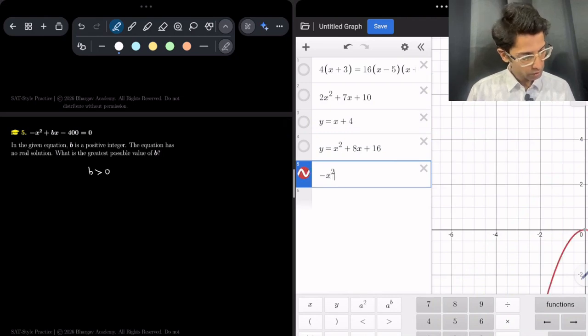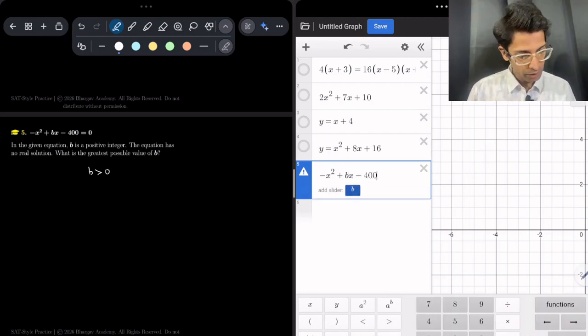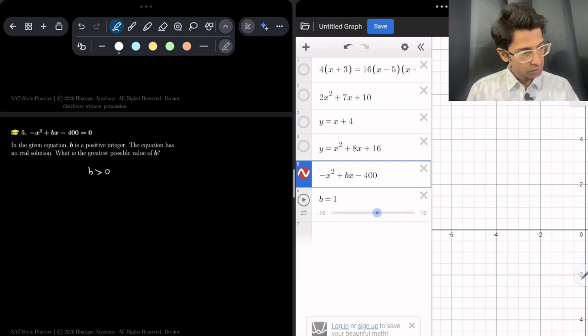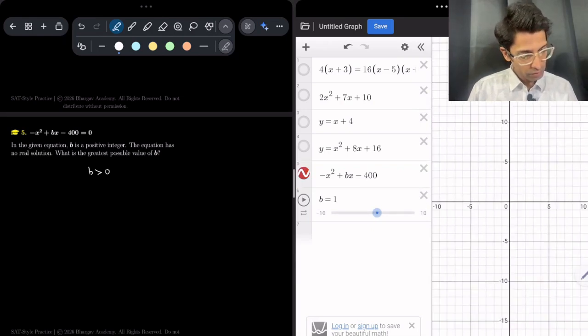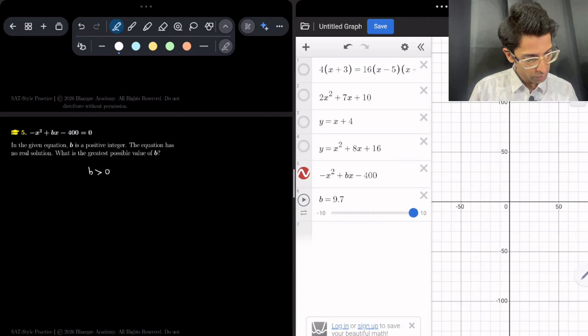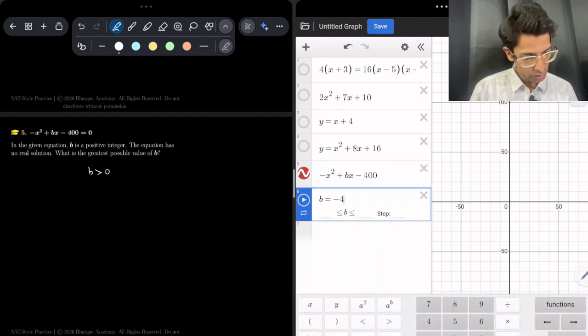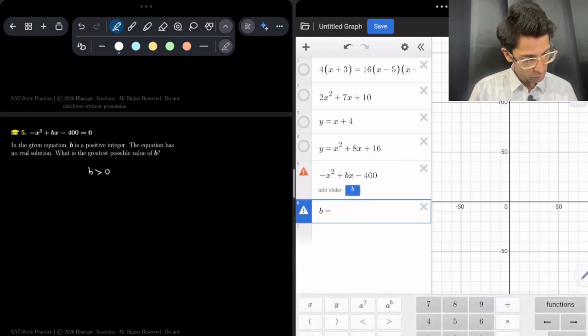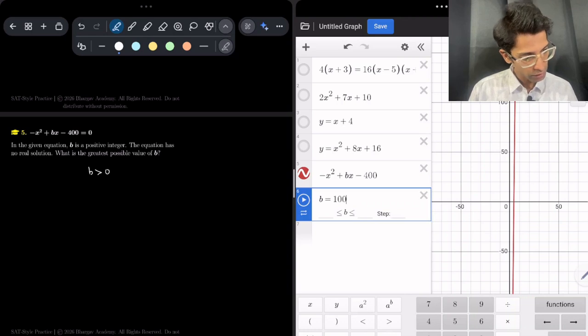Minus x square plus bx minus 400, and let me add the slider. So I cannot see the graph here, so I'll zoom out and see if I can see it. Let me increase this to 100 and see if, yes, I can see now something. All right.